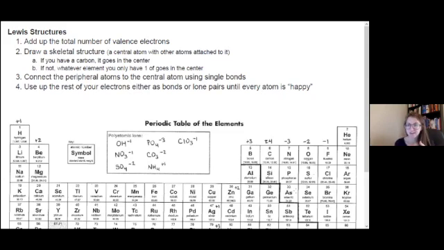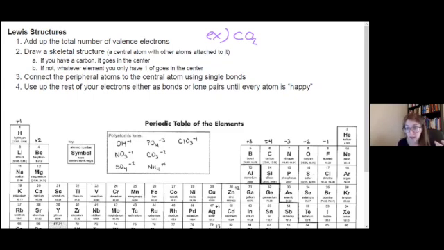You'll obviously want a periodic table for this. That's why that's pictured too. So for our first example, let's actually work through carbon dioxide together. And so our first step says to add up the total number of valence electrons.